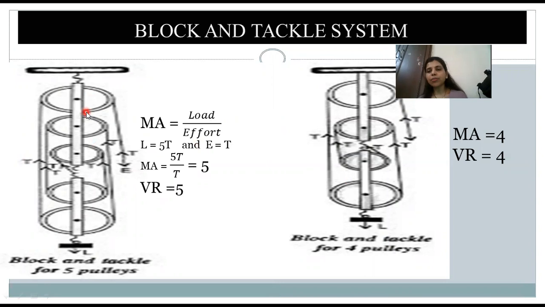Block and tackle arrangement, basically what it is. Here you can see that this is one block and this is the other block, always the lower block and the upper block. So you can see that a number of pulleys are there in the block and tackle, and it is used to increase the efficiency and the mechanical advantage. Now here you can see that if there are 5 pulleys, the mechanical advantage is 5. If there are 4 pulleys, the mechanical advantage is 4.